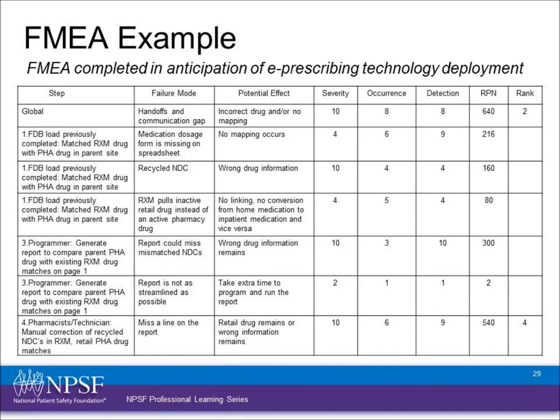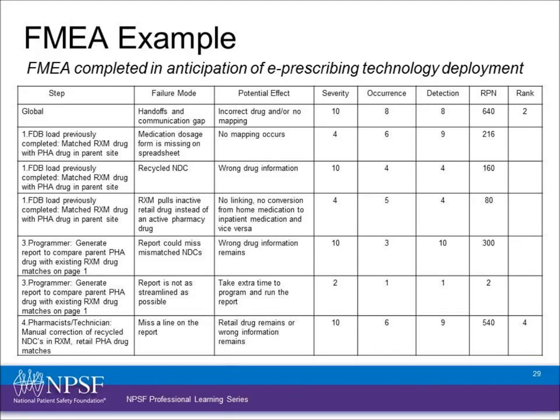Then we talk about what's the potential effect of that, and we rate it as a team on the severity of that effect, the occurrence of that effect, how often would it happen, and the detectability, how easy would it be for us to find this problem if it were to recur. Then we multiply those three columns together, severity, occurrence, and detection, and we come up with a score, which you see reflected here in the RPN column. And then we go through and rank those scores.